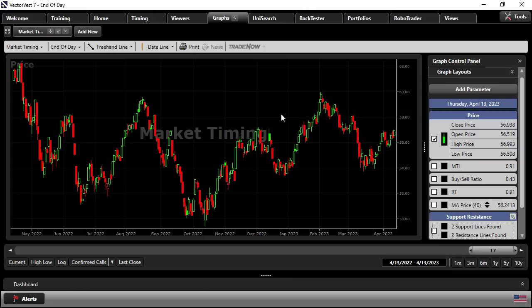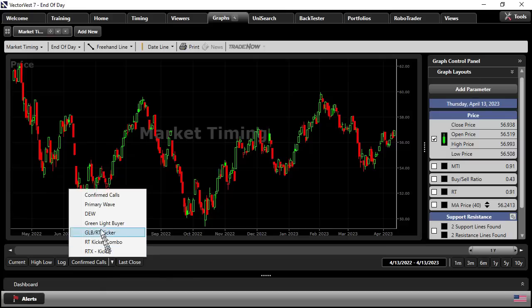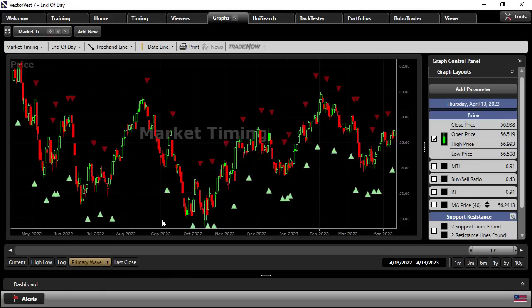So let's overlay our fastest, most sensitive timing signal, so most sensitive to reversals, the primary wave. Let's put those signals on the graph. So as you can see, that sensitivity generates a lot of signals, particularly in this fast-moving chop. When the price action legs out, there's great signals, but in the choppy market, maybe a little too fast, a little too sensitive for my taste. Let's take a look at our next market timing signal, the green light buyer signal.